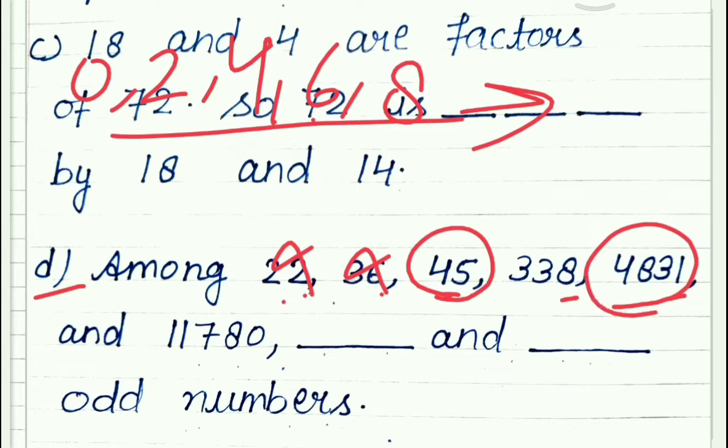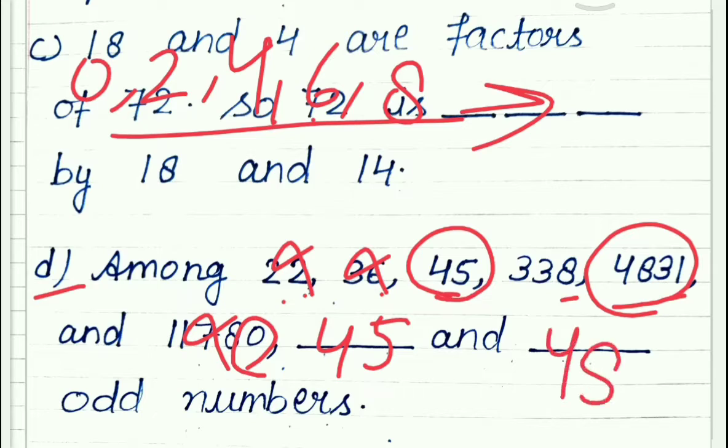Next, 11,780. Here the last digit is 0, clearly we can see, and it is divisible by 2 also, so it is an even number. So how many odd numbers are coming here? Here you can see 45 and 4,831. So the answer will be 45 and 4,831. Is that clear?